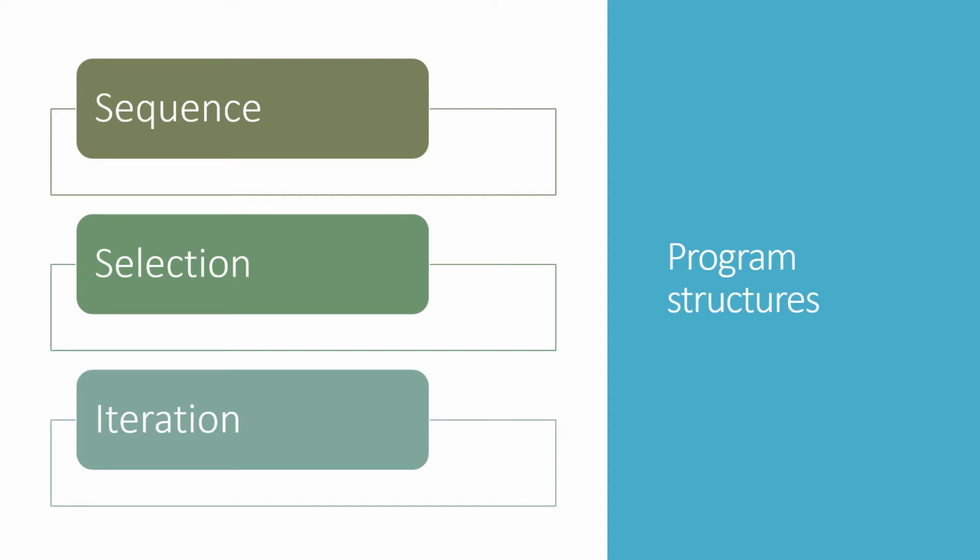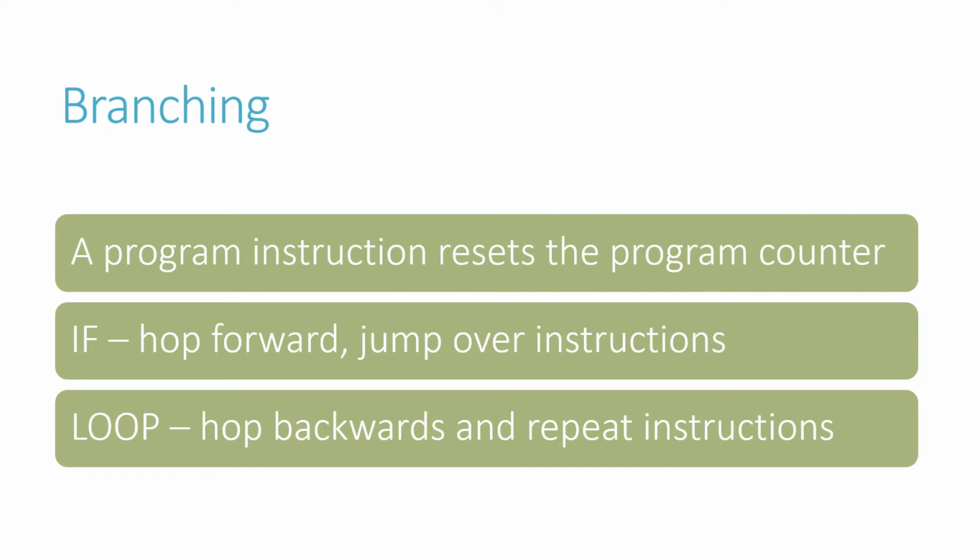But of course, sequence isn't the only type of program structure. We've learnt that there are 2 other structures called selection and iteration. Selection is when you have an if statement and iteration is when you have a loop. These program structures are implemented using a technique called branching. When a program has an iteration or selection instruction, it resets the number in the program counter. An if statement can cause the program counter to hop forward, jumping over some instructions, just like an if-else statement will. And a loop instruction will cause the program counter to hop backwards and repeat some instructions.